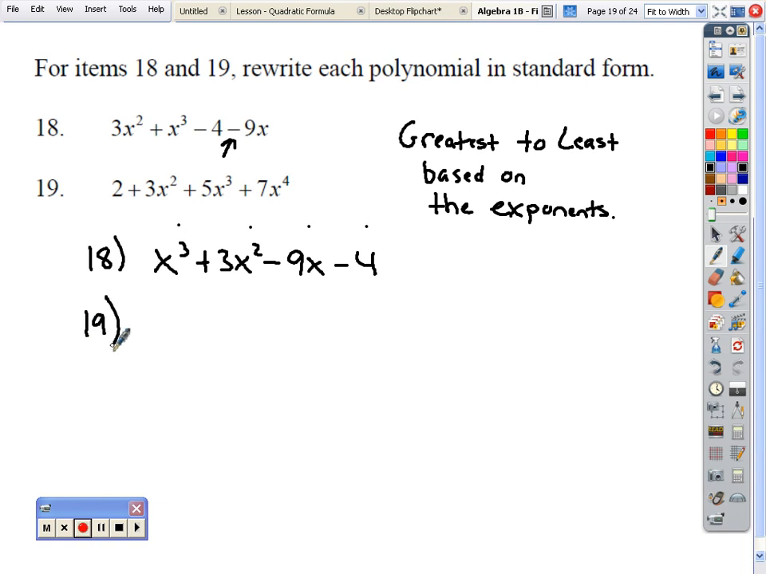So 19, we're going to look at the same thing. The largest exponent in number 19 is the 4 in the 7x to the fourth power. So we're going to write 7x to the fourth power. It is positive. And then the 5x to the third power, so we're going to write plus 5x to the third power. And then plus 3x squared. And then plus 2. And again, notice it goes 4, 3, 2, and then in this case to 0. Everything is positive in number 19, so we're not going to have any subtraction signs.